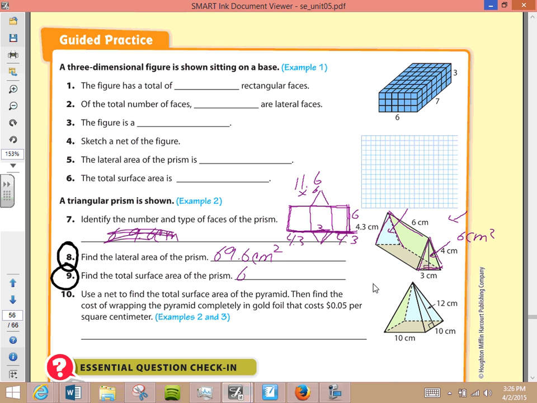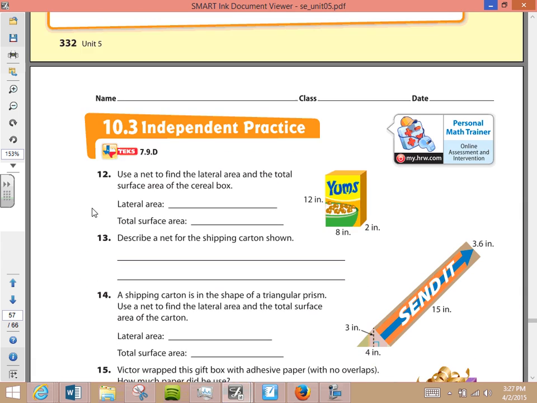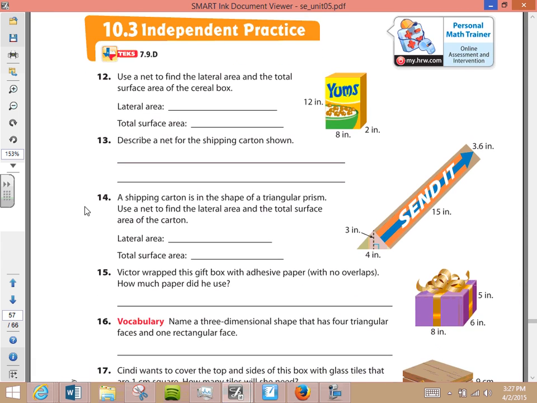So add 69.6 plus 12, and you get 81.6. No, not 0.6. Yeah, you do. There you go. Centimeters squared, and that's for the whole thing, right? Good. All right. We're going to do this one right here. It's kind of cool. So, yeah, 81.6 centimeters squared.